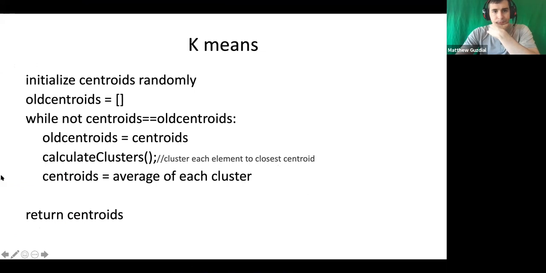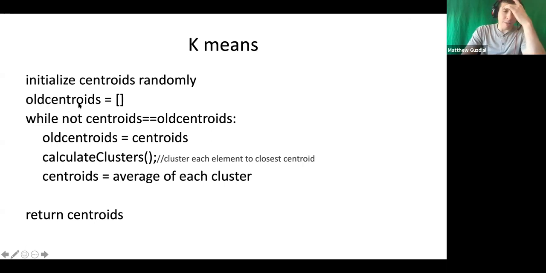So the way k-means works is that we're going to first initialize centroids randomly. Each of these centroids is going to be the center of a cluster. Now they're going to change a lot. The centers will change as the clusters will change. But the basic idea is that each centroid is going to correspond to a cluster, the middle of a cluster specifically. That's how we're going to define them.